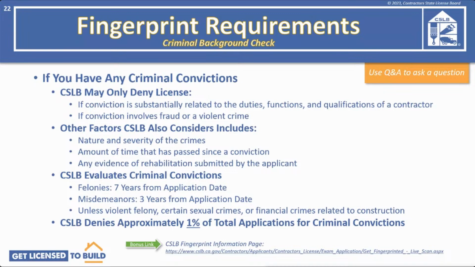CSLB evaluates felony criminal convictions which occurred within 7 years of the application date. For misdemeanor criminal convictions, we would look back for 3 years from the application date. That's unless the convictions were a violent felony, certain sexual crimes, or financial crimes related to construction. CSLB denies only 1% of the total applications we get based on criminal convictions. You'll also note the bonus link to your fingerprint information page.